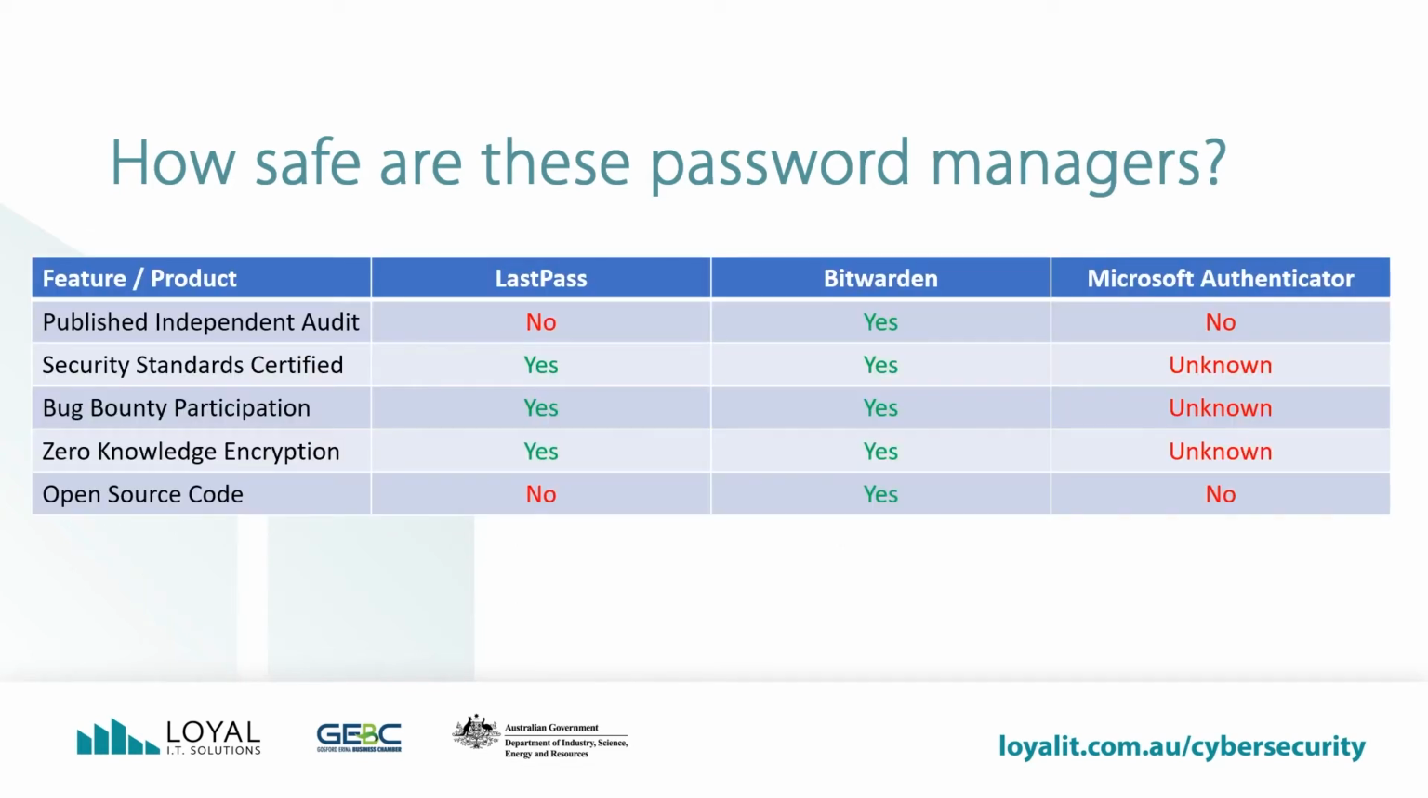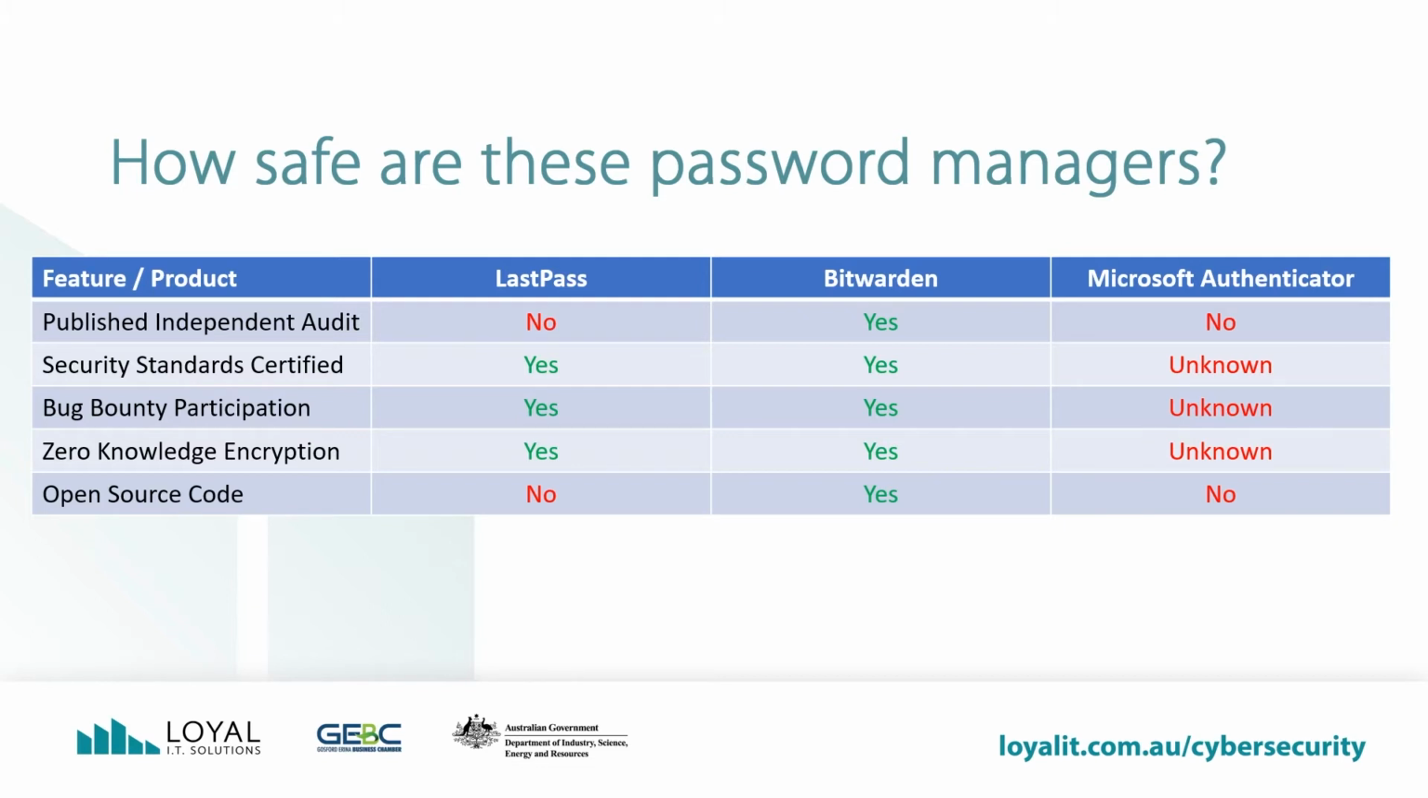Here's the results. For the independent audit, LastPass claims to have one, but it is not published anywhere, so we can't verify this. Microsoft doesn't mention it anywhere. Bitwarden has 2, and both are published. Security standards certified. LastPass has SOC Type 2 and SOC 3 certifications, along with Germany's C5 certification. It also has privacy certifications through Swiss Privacy Shield and TrustE-verified privacy frameworks. Bitwarden has SOC Type 2 and SOC 3 compliance, California Consumer Privacy Act, CCPA, HIPAA, and GDPR compliance through US Privacy Shield. Microsoft Authenticator has no published compliance certifications.